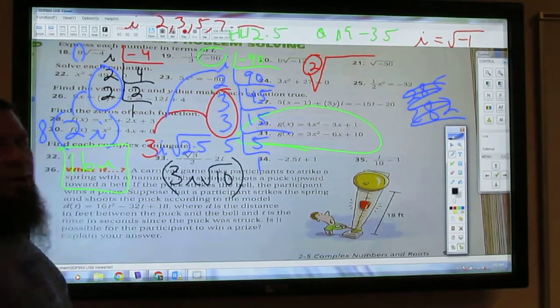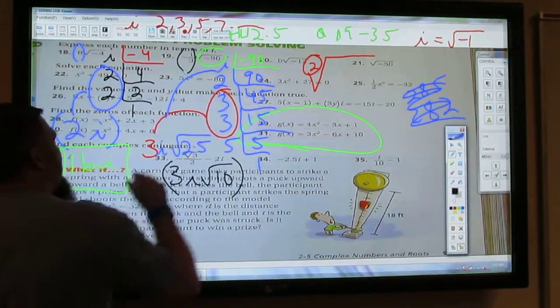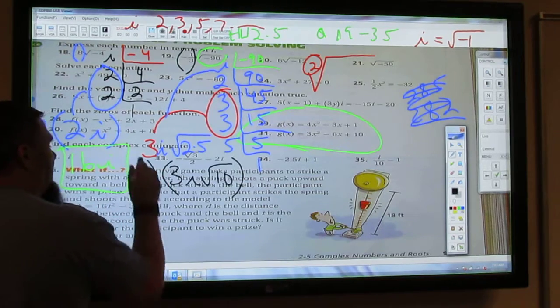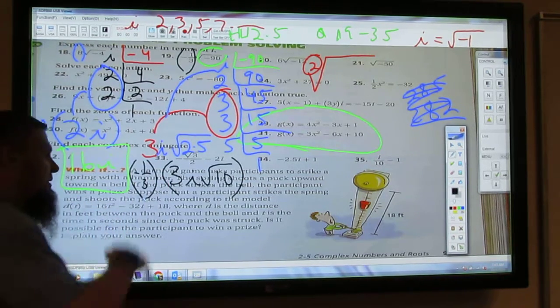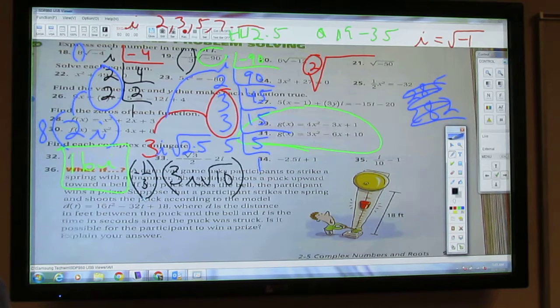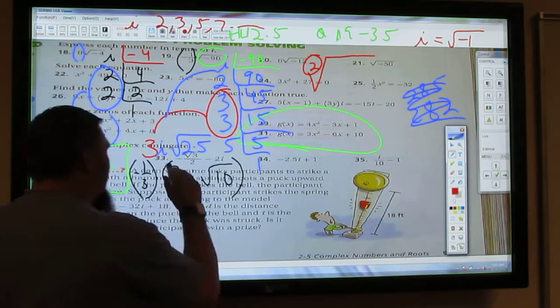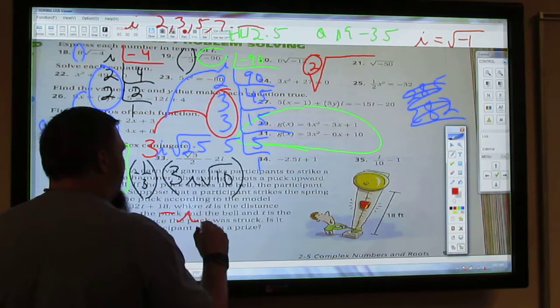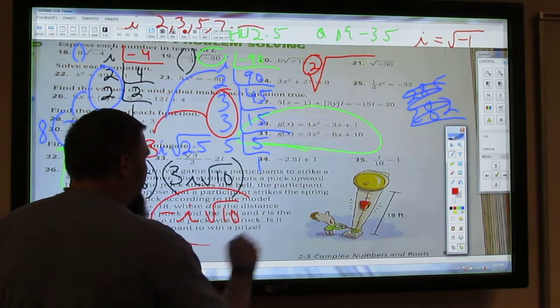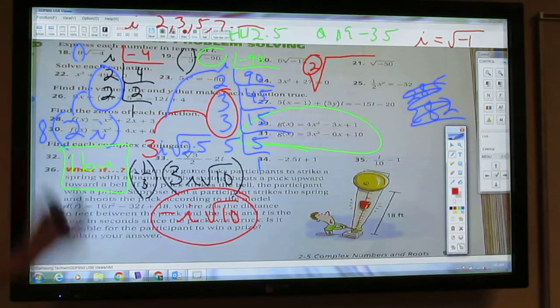But remember, we started with this negative 1/3 out there. So now I have to take negative 1/3 times 3i. What is a third of 3? 1. What's a negative third of 3? Negative 1. So I've got negative i square root of 10. And that is how you deal with i's.